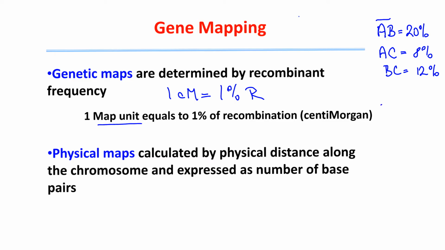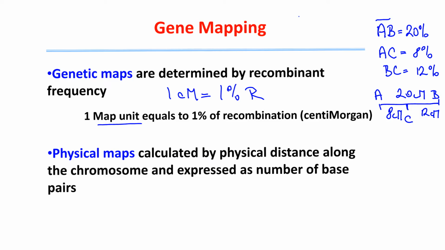So if we convert recombination frequency into centimorgan, you will see that genes A and B are 20 centimorgan apart. Genes A and C are 8 centimorgan apart, and genes C and B are 12 centimorgan apart. I will stress again, this is just a relative position, because as we will discuss afterwards, there are double crossing overs, there is interference and so on, which actually affects our recombination frequencies.